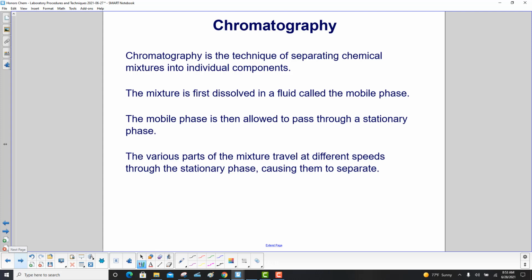Chromatography is the technique of separating chemical mixtures into individual components. The mixture is first dissolved in a fluid called the mobile phase. The mobile phase is then allowed to pass through a stationary phase. The various parts of the mixture travel at different speeds through the stationary phase, causing them to separate.